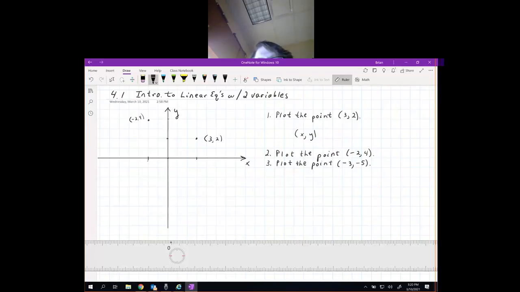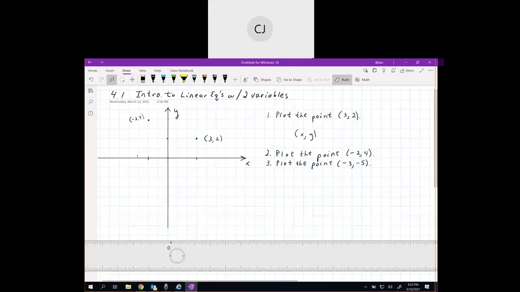All right, if I ask you to plot the point negative 3, negative 5. Always start at the center, at the origin. Where would I go from there? You go left 3 times. Left 3, and then what? You go down 5. 1, 2, 3, 4, 5, and I'll put a dot in that spot. And so that's the point negative 3, negative 5.